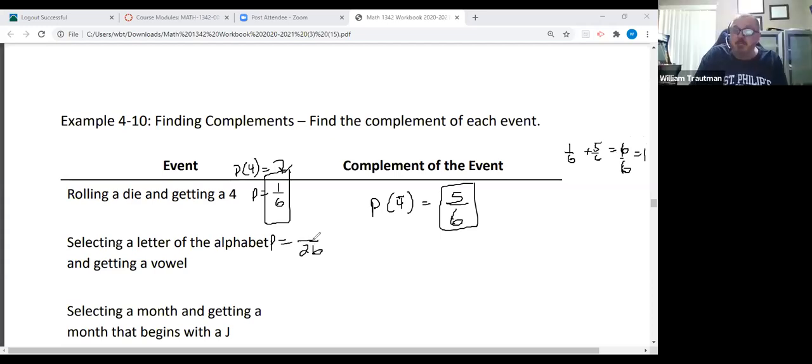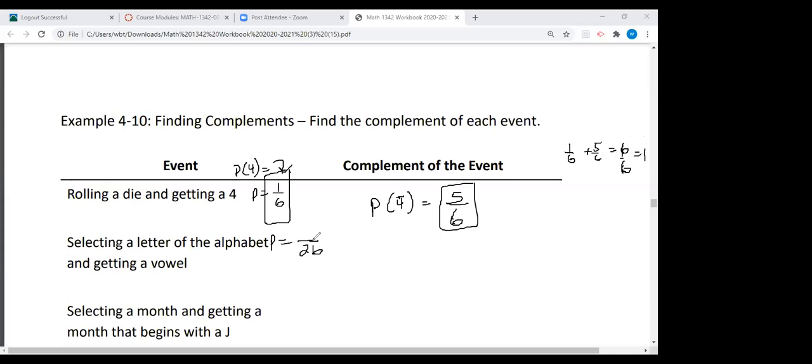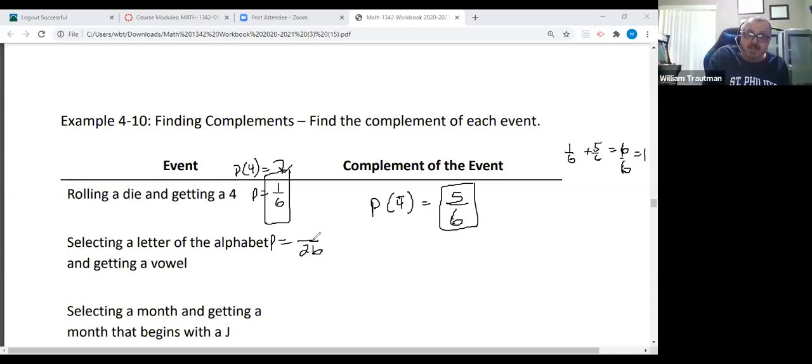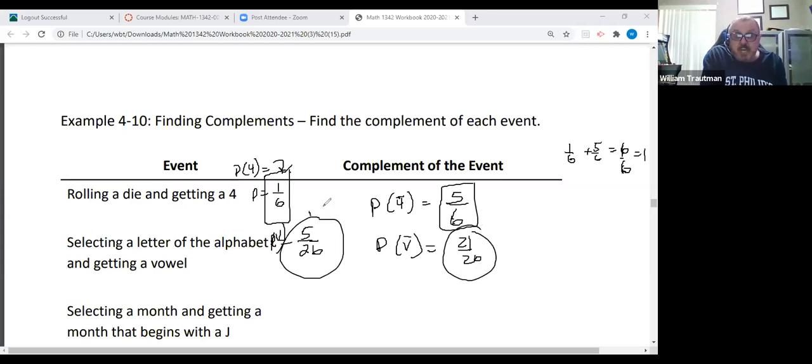How many vowels are there? A-E-I-O-U. There we go. 5. So there are 5 vowels. It's the probability of a vowel. So the probability that you're not a vowel, the complement, is 21 over 26. Do you see 5 out of 26 are vowels? That means 21 are not vowels. Probability of not being a vowel is 21 over 26.